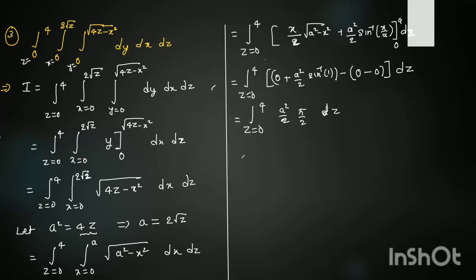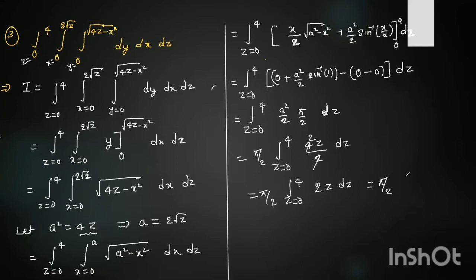Let us substitute that. Pi by 2, let me keep it outside, and z from 0 to 4. A square is 4z, divided by 2, so the two 2s cancel. So pi by 2 times the integration of z from 0 to 4 of 2z dz. Now integrate z. What is the integration of z? 2 z square by 2. The 2s get cancelled, so z square is remaining, and the limits are 0 to 4.